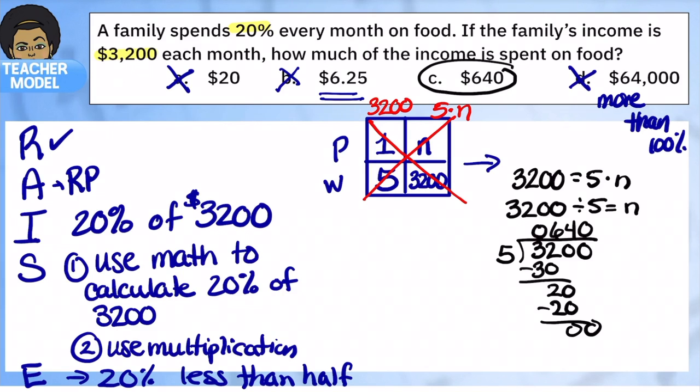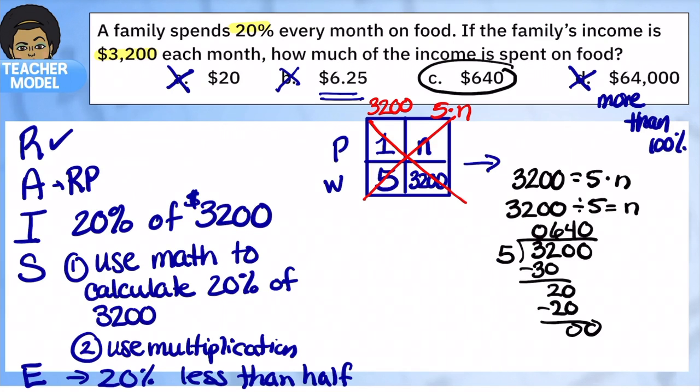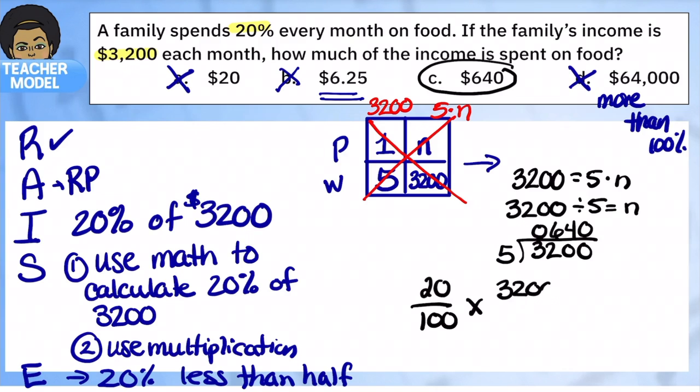So we were correct. And just to see if this would have been correct as a multiplication sentence, let's test that out. But first, let's hit pause for a second, jot this down. Okay, good. Hope you have all this down. We've written this all out. N equals $640. All right, so we originally had 20 out of 100 times 3,200. I advised us to simplify the 20 over 100 to make it easier. So we get 1 out of 5.